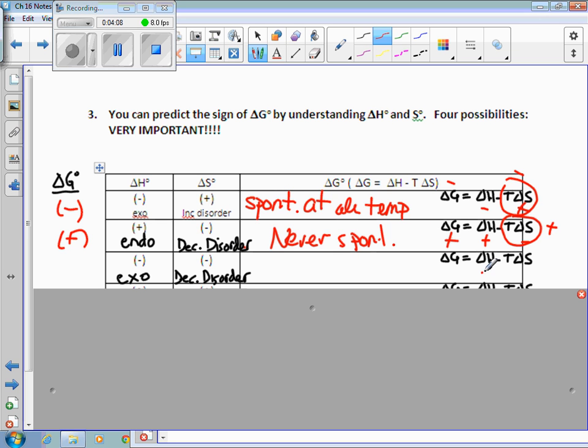So let's see, this is negative, so that's a good thing. But this is negative, so negative times a negative, this whole piece is positive. So under what situations, under what temperature is this going to be spontaneous?